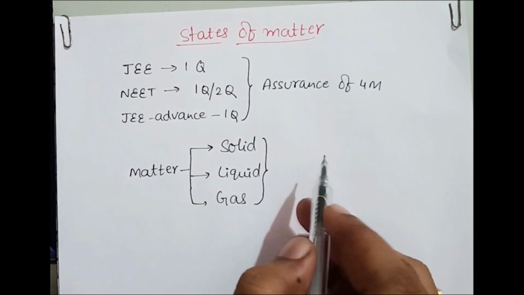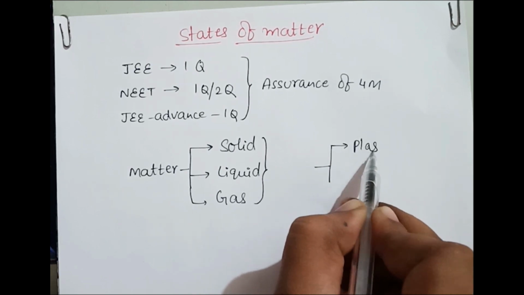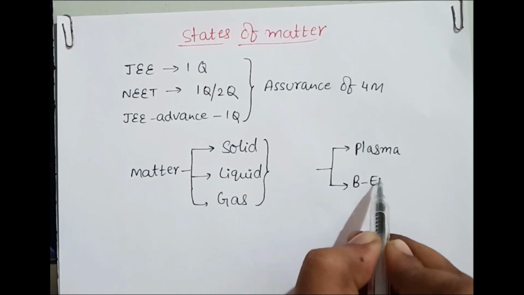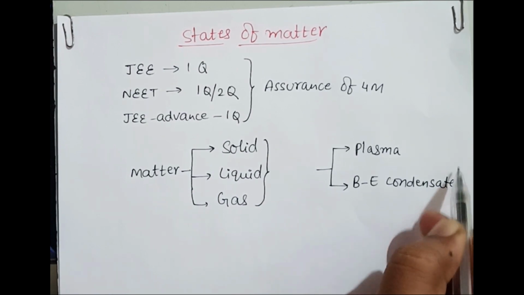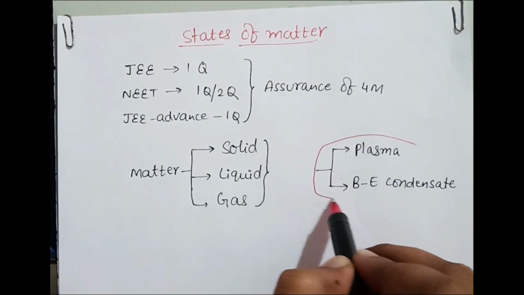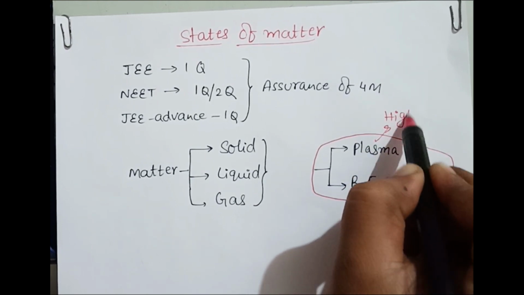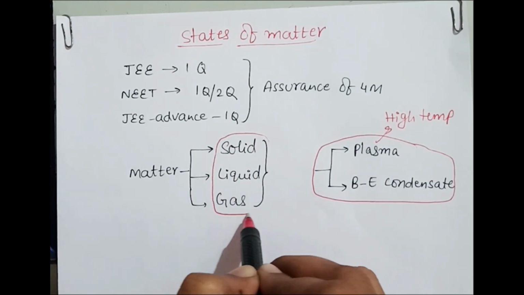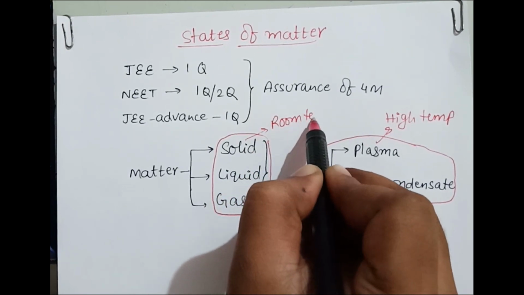But if you go to high temperature, there are 2 more states possible. That is the plasma state and the Bose-Einstein condensate, which we call BE condensate. But these 2 states exist only at high temperature. We are talking about room temperature, so at room temperature, matter exists in only 3 states.